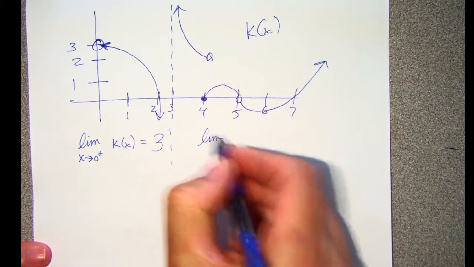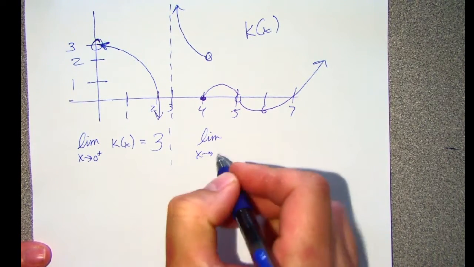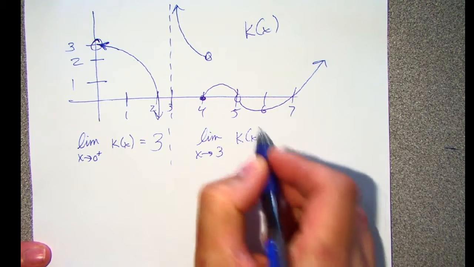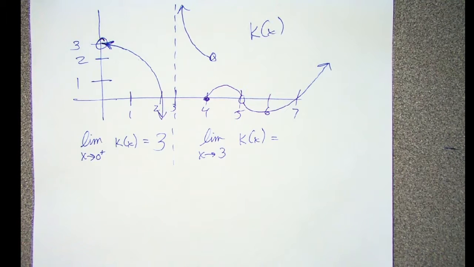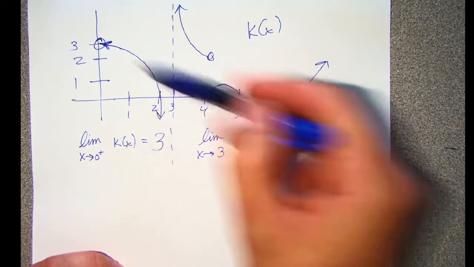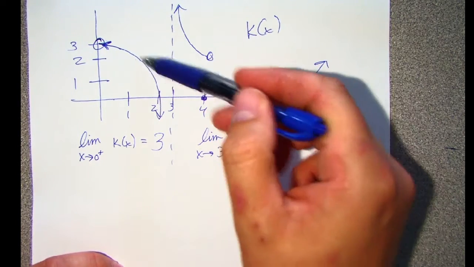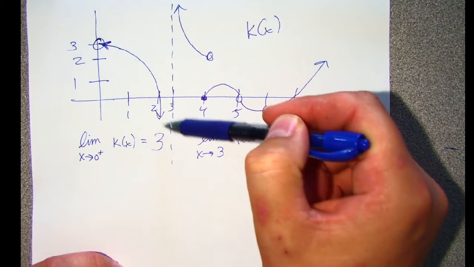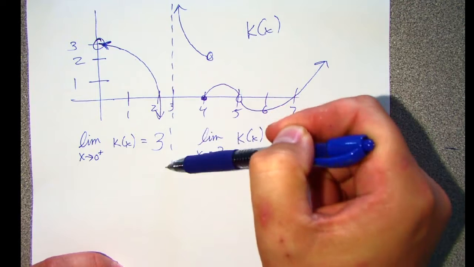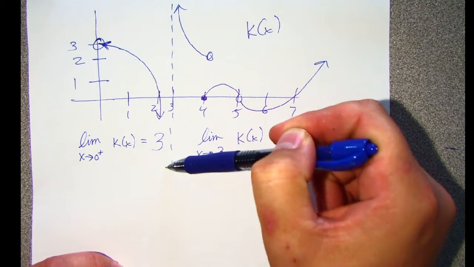If I asked you for the limit as x approaches 3, let's say, of k of x. Well, I'm not asking you about each side, but you still got to think about each side. So if I look at x equals 3 from the left, this is a vertical asymptote, so this is just going to get closer and closer and go lower and lower as we go. So from the left-hand side, we're heading towards negative infinity.